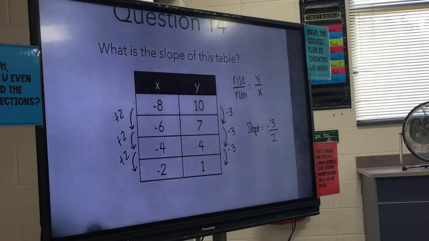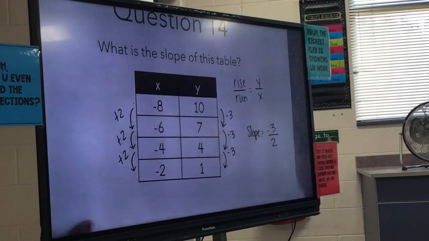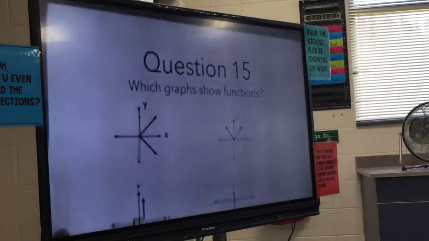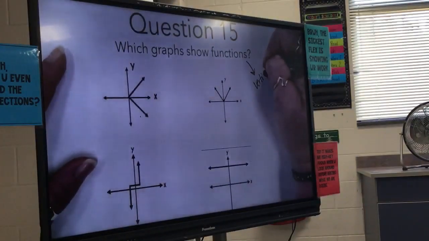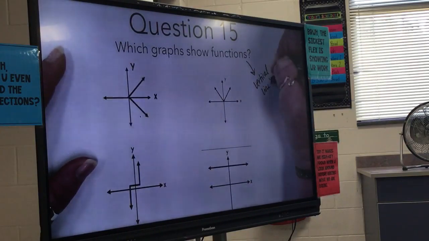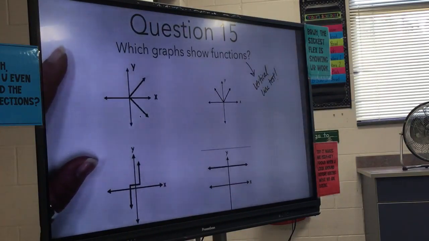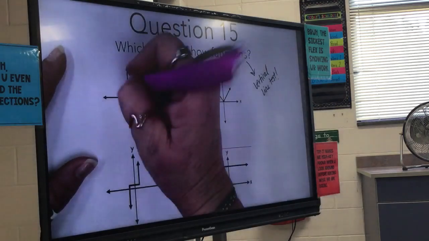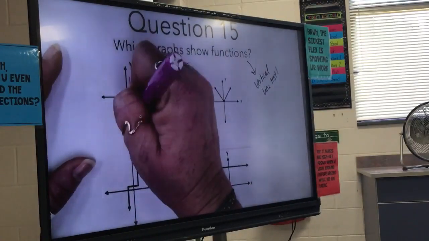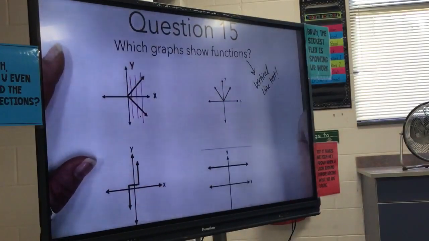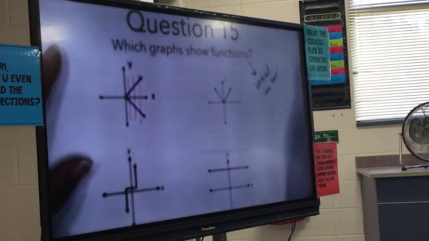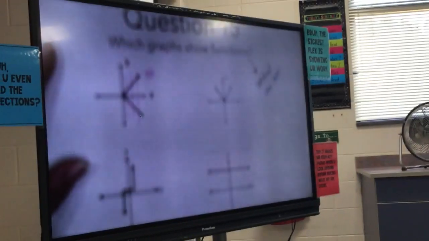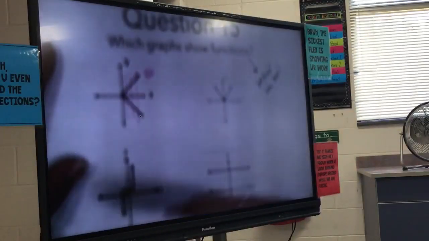Anybody need that one? Fred? All right, number 15 is 100% a vertical line test. So it would just be the last one. Huh? It would be the last one. And again, the vertical line test is if you draw lines that are going vertical and it intersects the line more than once, it's not a function, right? So this is a no. This is not a function. Okay? What about this one?